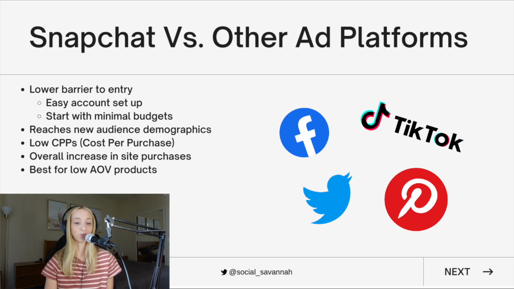And as I mentioned before, best for lower AOV products. I have seen success with some products that are more expensive, even around the $100 range. I worked with a brand that sold leggings that were around $100, and they still saw success on Snapchat because they had user-generated content, very forward-thinking advertising. They made ads very specific to what Snapchat users liked, and they were able to sell their $100 leggings.